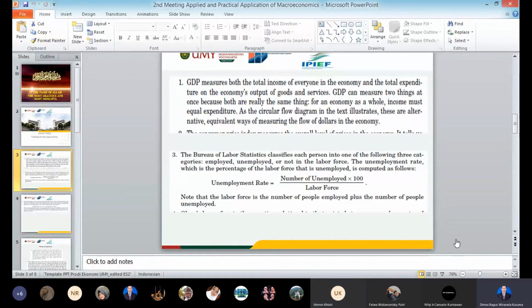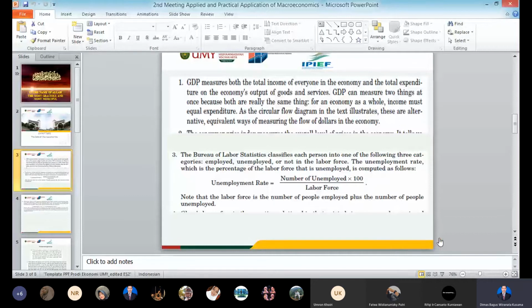Okay, brother Umron, could you please read the first statement? GDP measures both the total income of everyone in the economy and the total expenditure on the economy's output of goods and services. GDP can measure two things at once because both are really the same thing. For an economy as a whole, income must equal expenditure, as the circular flow diagram in the text illustrated. These are alternative, equivalent ways of measuring the flow of dollars in the economy. Thank you. This is just a brief recalling of previous discussions on GDP measurements. Total income or the value added.